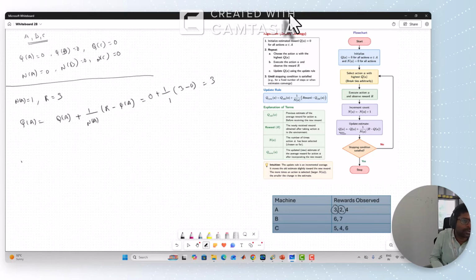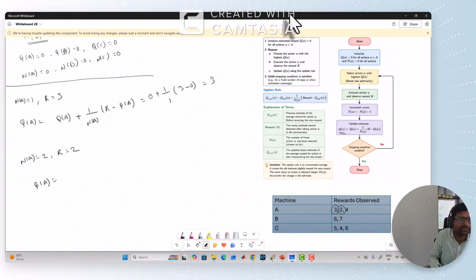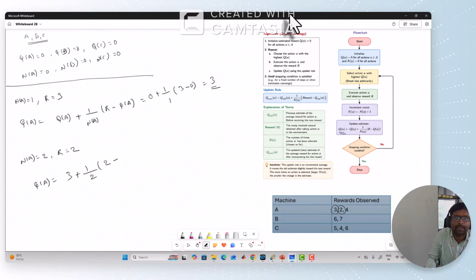Now go to the second reward, that means second play. Now what is the N of A value? N of A value equal to 2. What is the reward value? Reward value is 2. Now what is the Q of A value? As per this formula, Q of A equal to old Q of A. What is the old Q of A value? Now it is 3. So 3 plus 1 by number of plays 2 multiplied by reward 2 minus old Q of A value, that is 3.